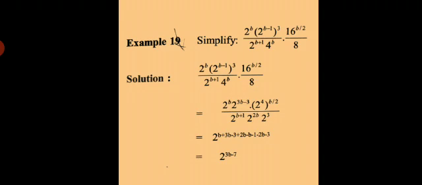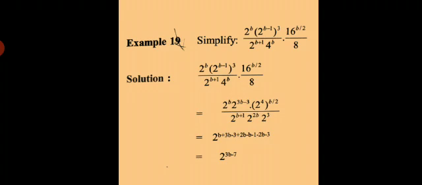Simplify 2 raised to b into 2 raised to b minus 1 raised to 3 upon 2 raised to b plus 1 into 4 raised to b into 16 raised to b upon 2 divided by 8. So this is the first part, and you have to simplify this. Okay. Now here 2, 16, 4, 8, you have to convert them to the same base.